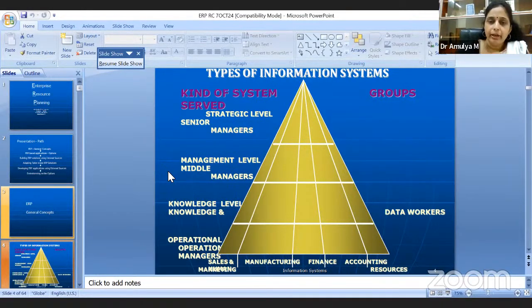There are different levels in an organization. All of us know this, but for the benefit of understanding, I have put up this pyramid. There is an operation level at the entry level, and if you go up, it reaches the C-level executives. C-levels include the CEO, COO, CFO, CTO, all chiefs of the organization. And horizontally we have divided into departments: sales and marketing, manufacturing, finance, accounting.